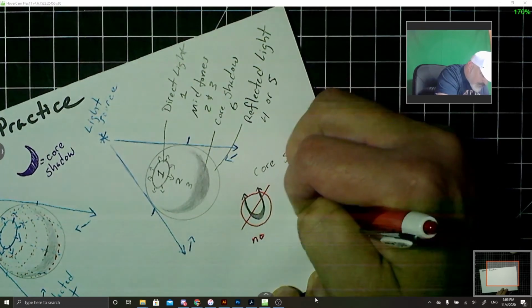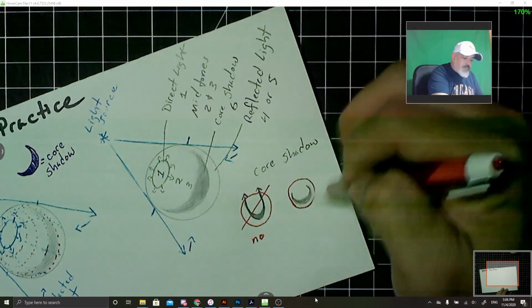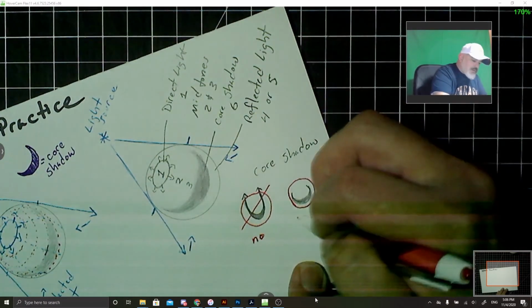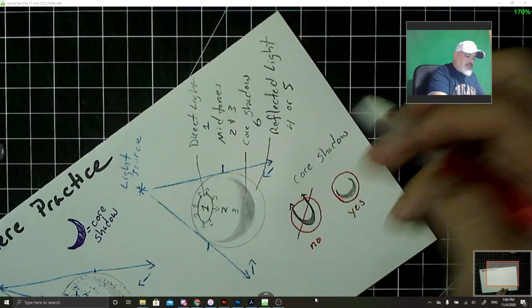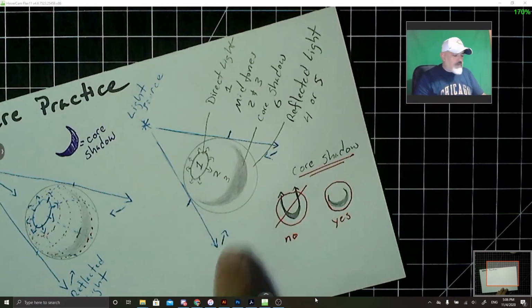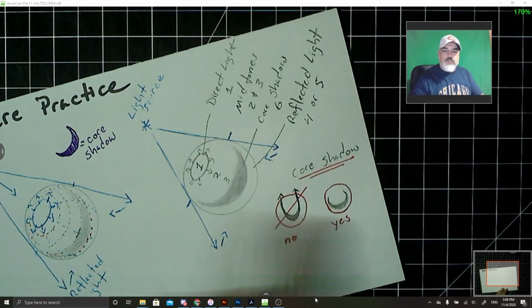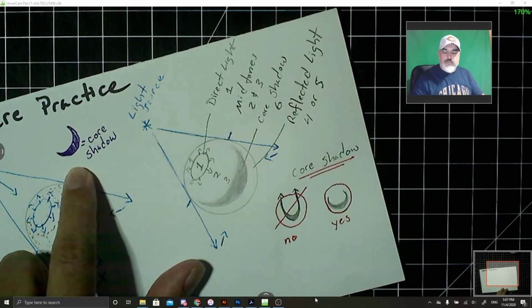I'm sorry, oops, that circle's not very good. But it should look like it's just going to continue to form a circle, okay? So this would be a yes. So we're talking about our core shadows, all right? So we want to avoid the oopsilon. That's why I call it an oopsilon. So we want to avoid that oops. We want to avoid that U. We want to keep it a true crescent shape, okay?